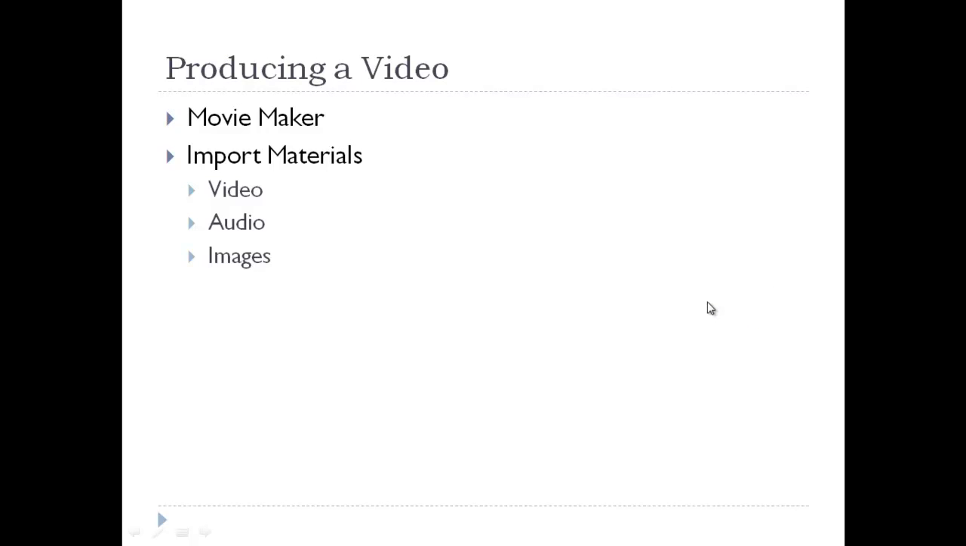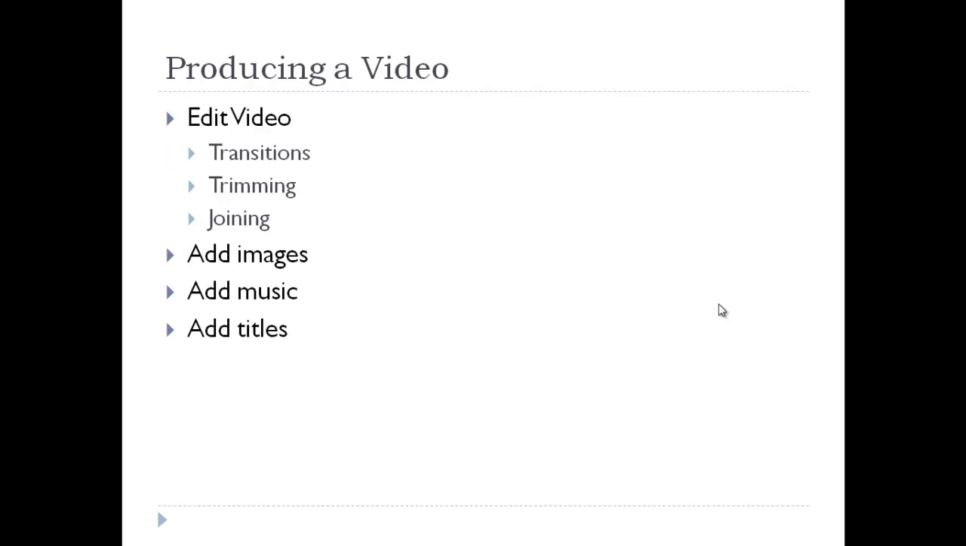We're going to look at how to import video, audio and images for use with your presentation or your video. We're going to look at editing videos, how to deal with transitions. That means a smooth transition from one scene to another. How to trim a piece of video. That means cut off the front, the start and end of the video prior to and after the part of the video that you actually want. How to join videos together, and then again that comes in with transitions. We'll be looking at how to add images, add music and add titles. Okay, so let's get going.